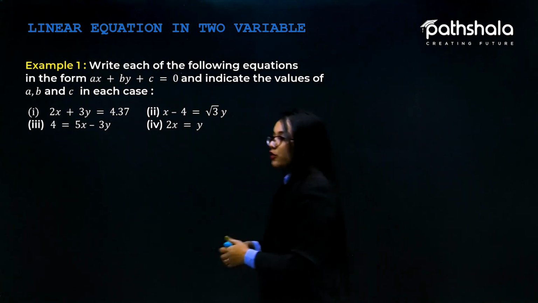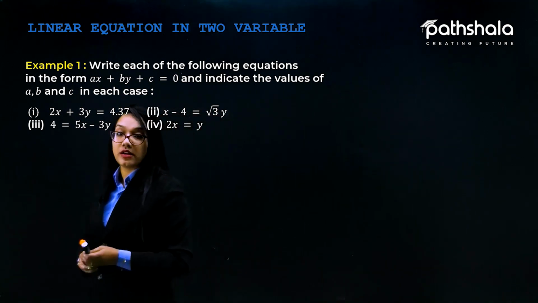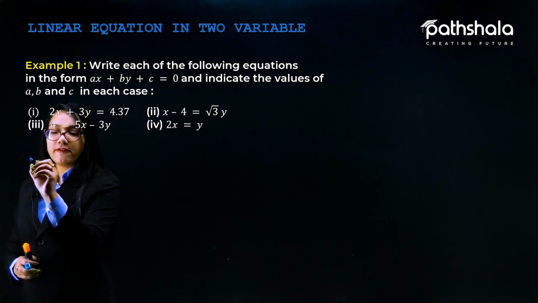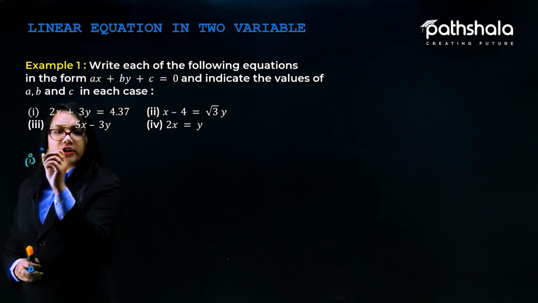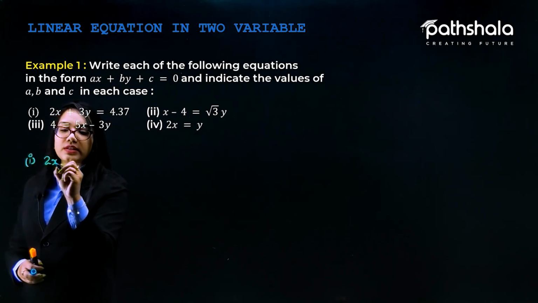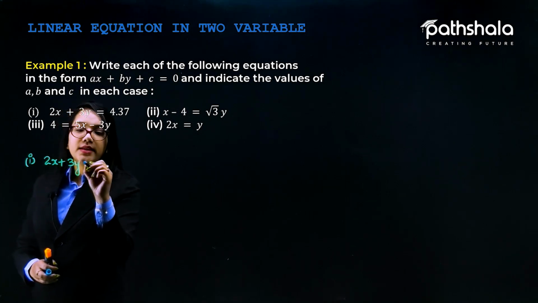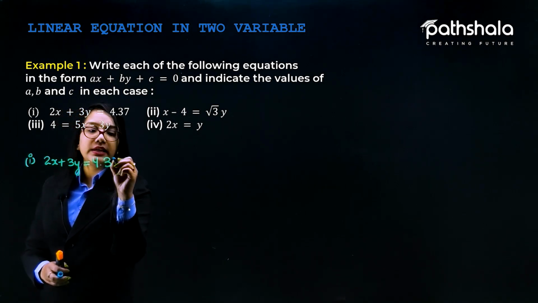So let's start the solution of the very first part. The first part is 2x plus 3y is equal to 4.37.